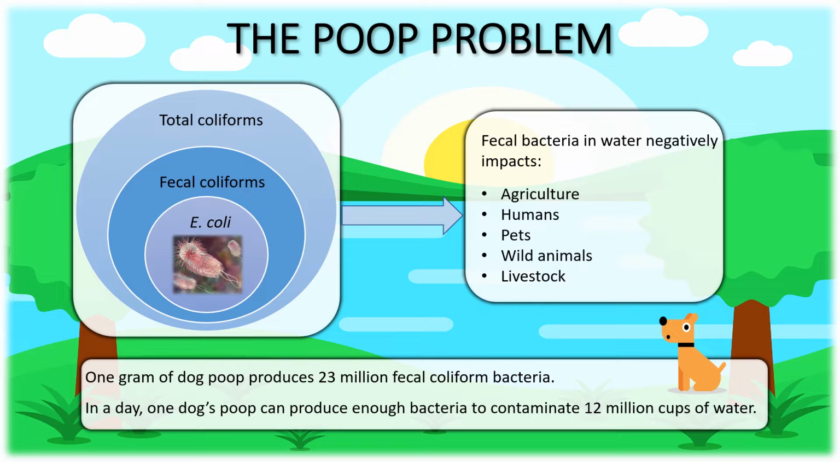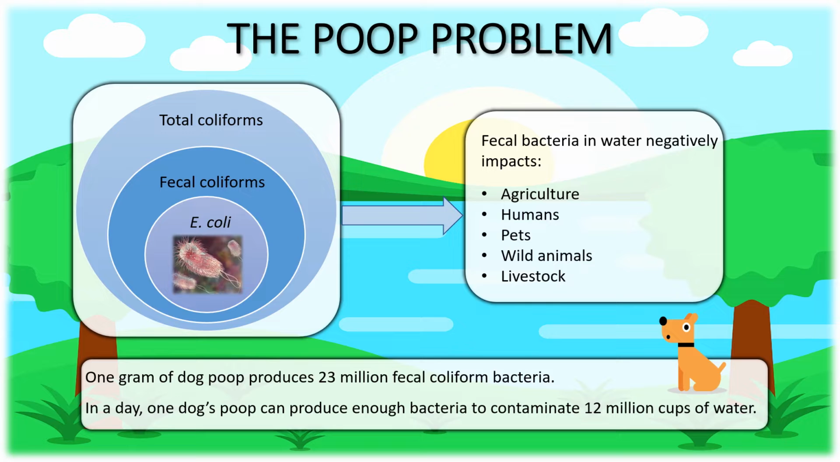It doesn't take a lot of poop to produce large quantities of these bacteria either. For example, 1 gram of dog poop can produce 23 million fecal coliform bacteria, and in just one day, the poop from a single dog can produce enough bacteria to contaminate over 12 million cups of water. But we can't blame it all on the dogs, because a horse's poop produces twice as much bacteria.